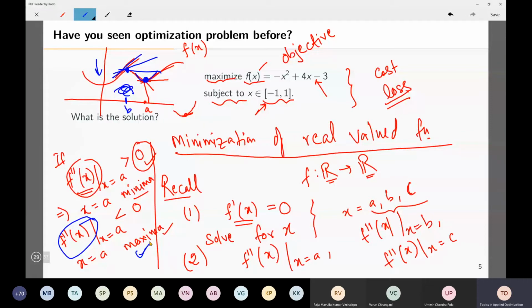So from using this, we can now solve this problem, right? So by using this, we can now solve this problem. So how do we solve this problem? If we take first derivative, right? So if we take first derivative, okay.